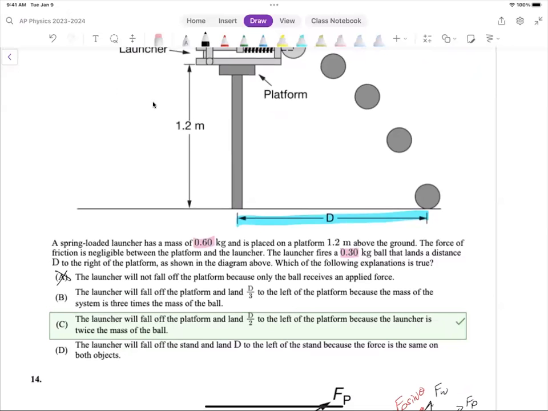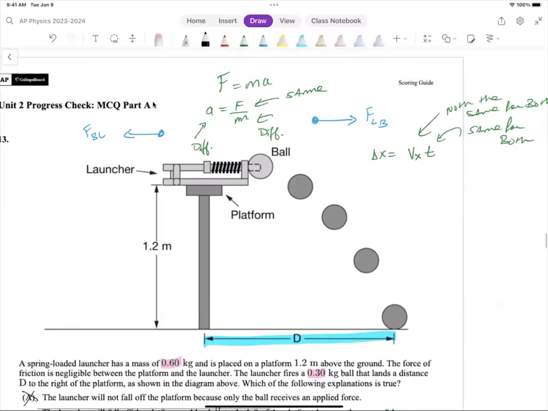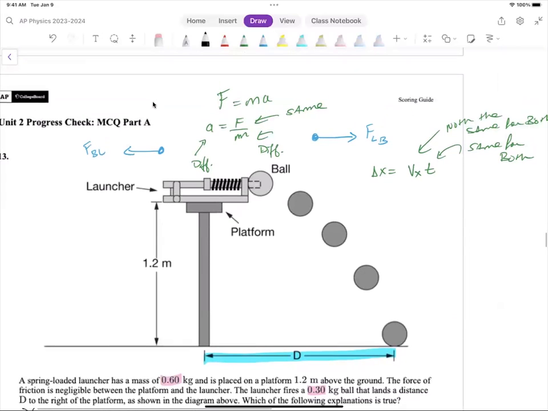I have to decide between B, C, and D. Okay, this is now a projectile. It's a horizontally launched projectile. We're asking something about what happens in the X direction on the launcher. The only thing that matters in the X direction of a projectile is delta X equals V_X times T. Remember 5, 4, 3, 2, 1 in the Y, and 3, 1, 2, 1 in the X.